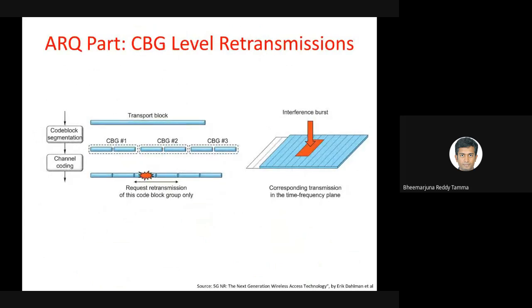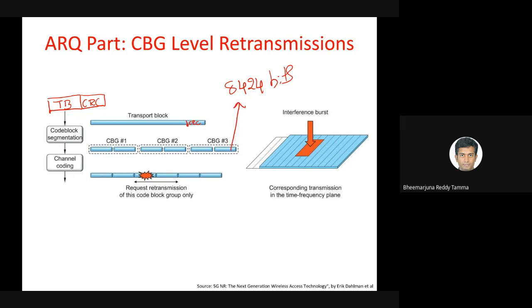We do something called a code block. So this is the transport block with CRC. Assume that this already has a CRC inside it. As part of this code block group level retransmission, first we take the transport block and divide it into multiple code blocks. Each code block size could be, in one case, 24 bits.